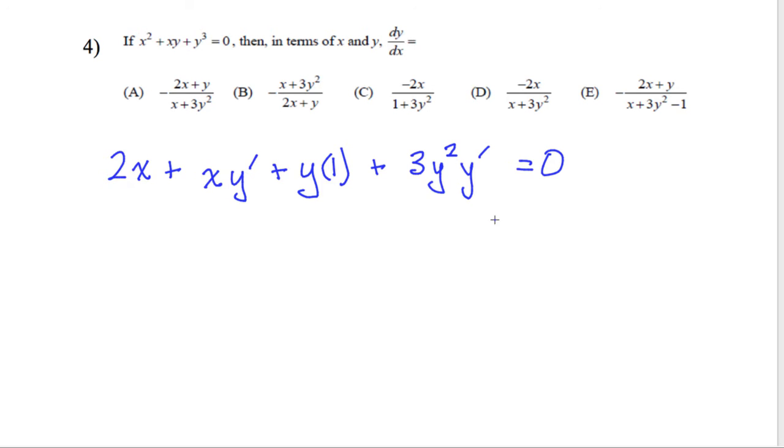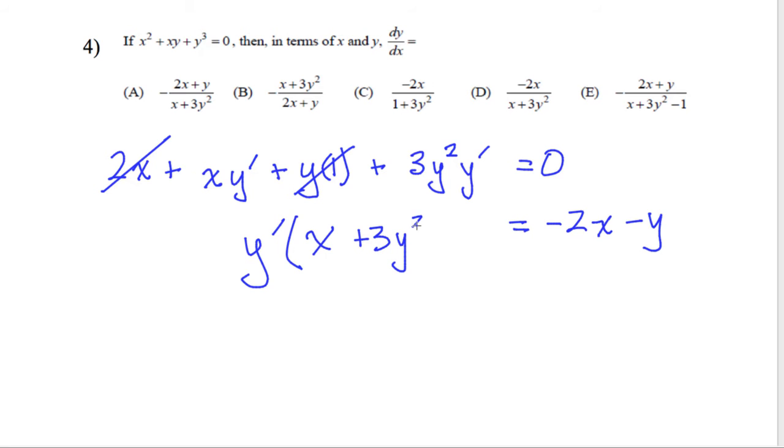Anyway, so subtract 2x from both sides. So there's my -2x on that side, cross off on that side. There's my y on this side, minus y on that side. And I'm going to factor out my y prime at the same time. There's my y prime. On the inside, I have this x, I have this 3y squared plus 3y squared.